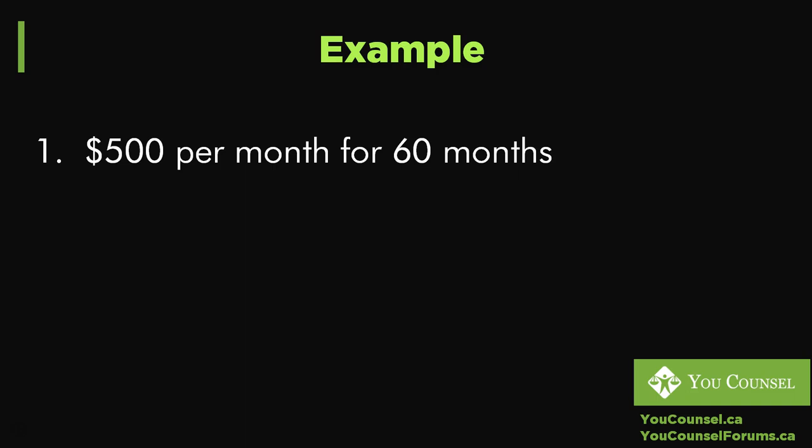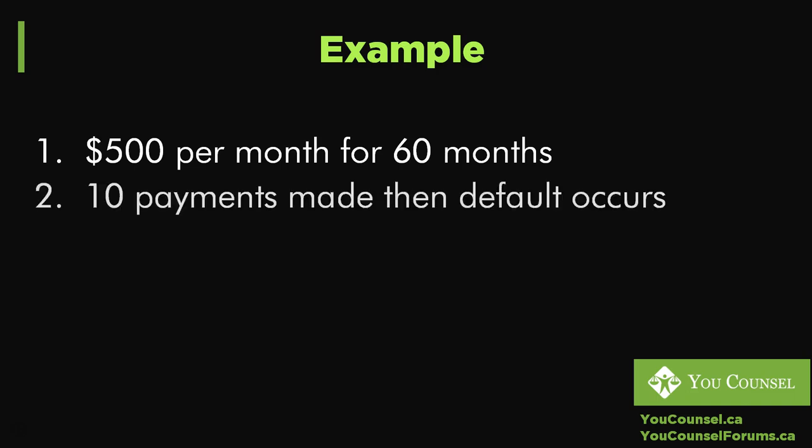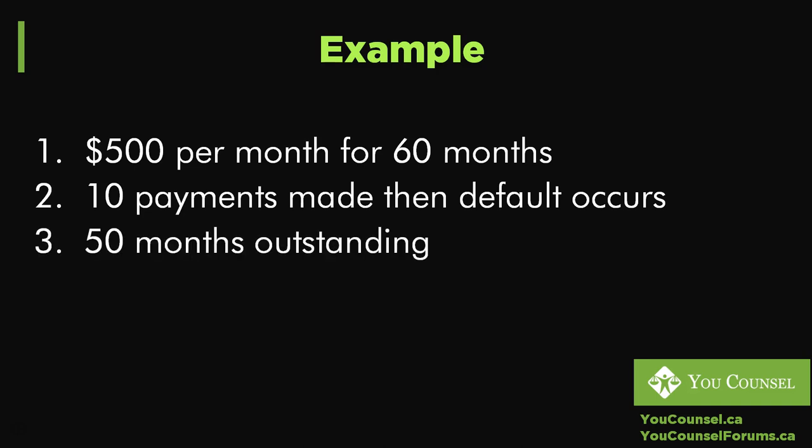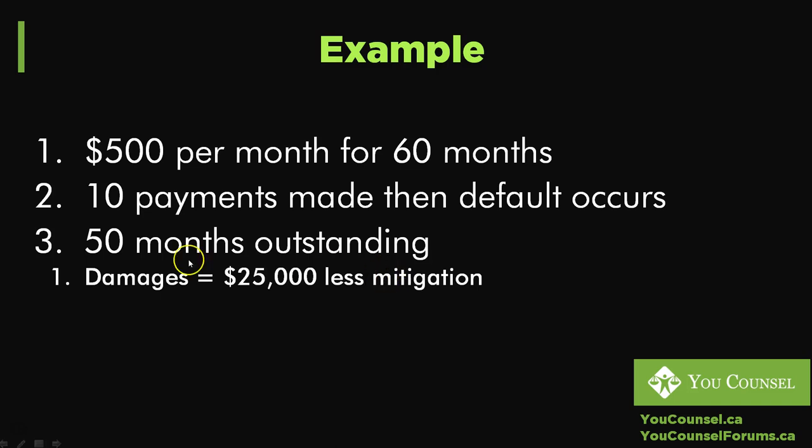So let's say you leased a car for $500 per month for 60 months. In other words, you'll be paying about $30,000 over the course of 60 months. You made 10 payments, and then you were unable to make further payments. So default occurs at the 10-month period. So 50 months is outstanding, pretty straightforward. So the damages are 50 times 500, which is $25,000, less mitigation. So this is the damages under the common law principle. This is the future position.